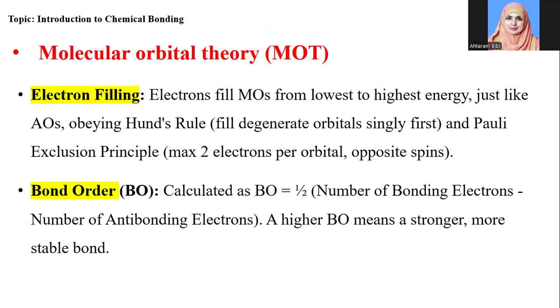How can we calculate the bond order on the basis of molecular orbital theory? We can calculate the bond order to know whether the molecule has a single bond, double bond, or triple bond. The bond order is calculated by the formula: half the number of bonding electrons minus the number of anti-bonding electrons. A higher bond order means a stronger or more stable bond.